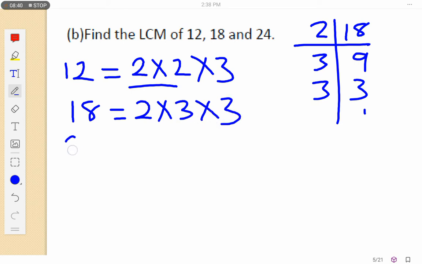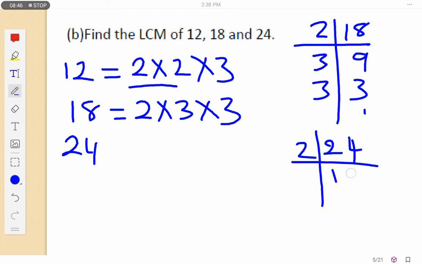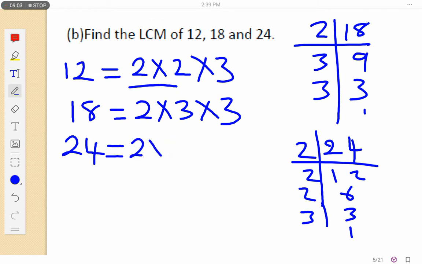Then for 24, I do the same. 24 divided by 2, 12, 2 again. It goes there and leaves 6, 2 into 6, 3, 3, 1. Okay, fine. So the prime factors there, I've got 2 times 2 times 2 times 3.